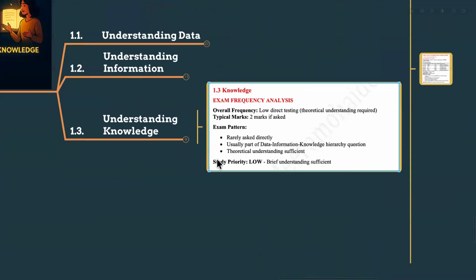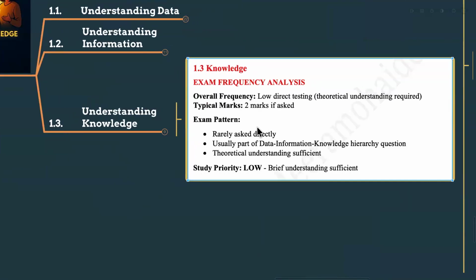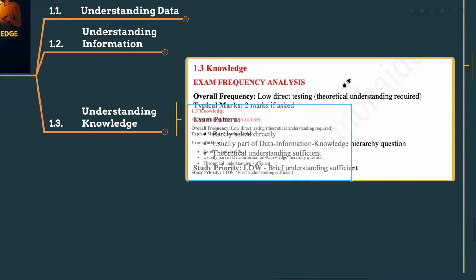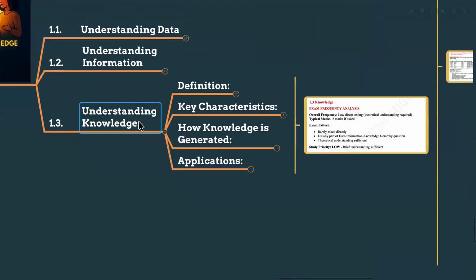So when it comes to exam frequency, my dears, the topic knowledge is very low in direct testing. They are trying to test your theoretical understanding, typically 2 marks if they ask, but it is very rarely asked, right? Usually it is part of the data, information, knowledge hierarchy question. Theoretical understanding is sufficient and the study priority is very low. Just understand, that's the minimum sufficient, right?